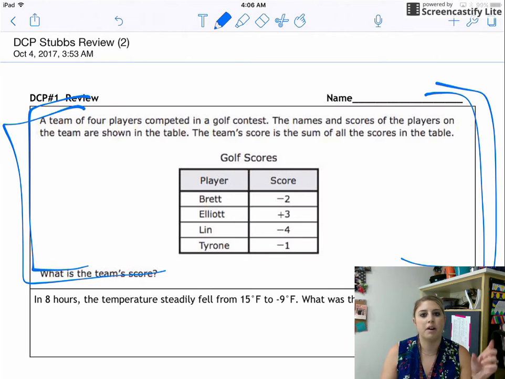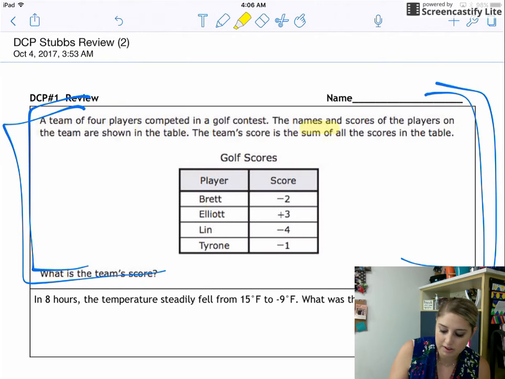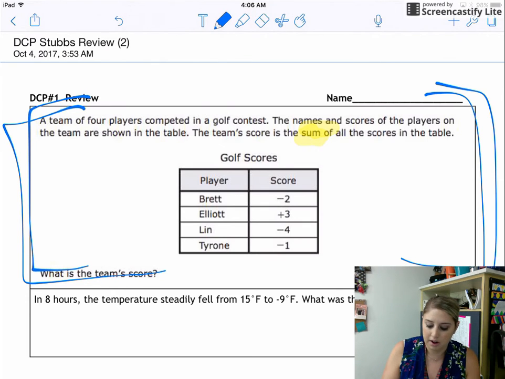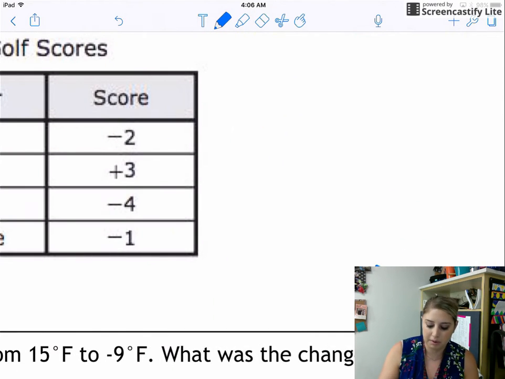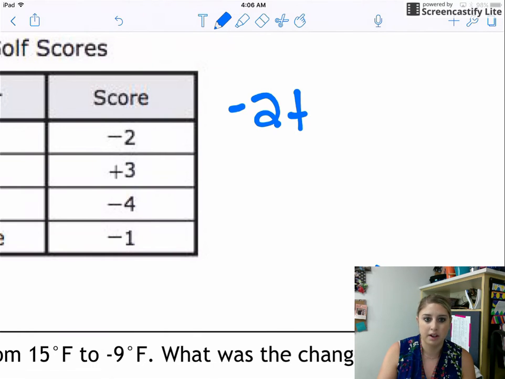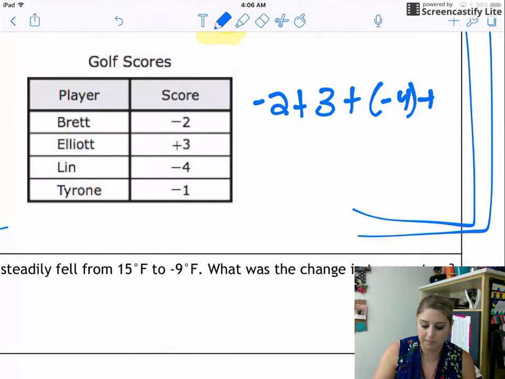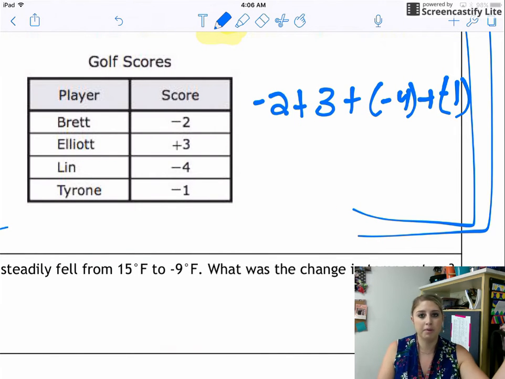All right, so we've got our golf scores, and we've got a team of 4 people, and we want to know what the team's sum is. And I saw this keyword sum. Seeing that word sum to me meant that I needed to add all of those scores together. So hopefully you did something similar where you took -2 plus 3 plus -4 plus -1. All right, and that's kind of where we started. And then we're going to work from left to right and find out what the sum of the scores are.